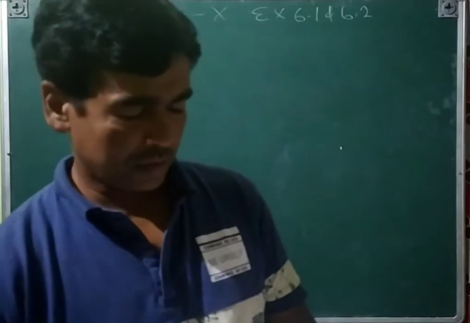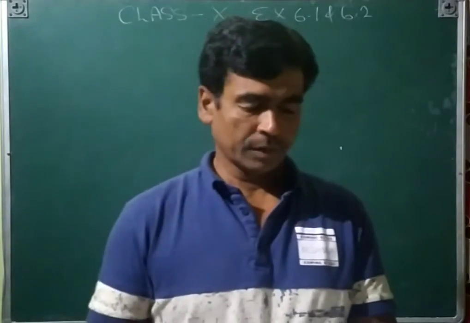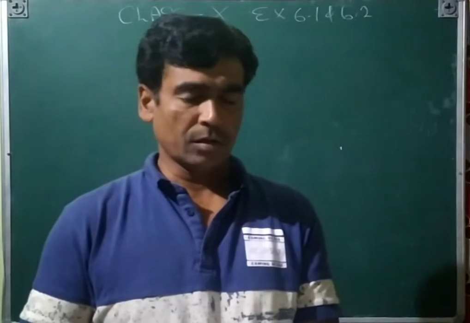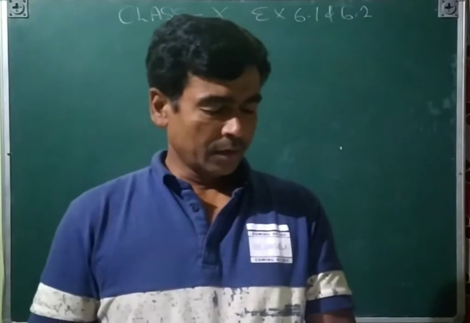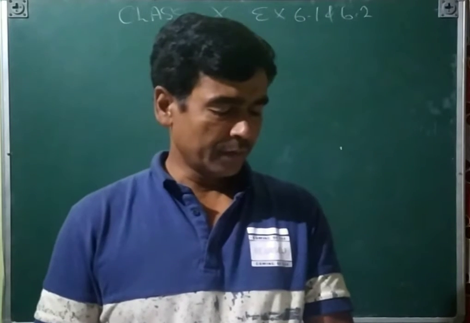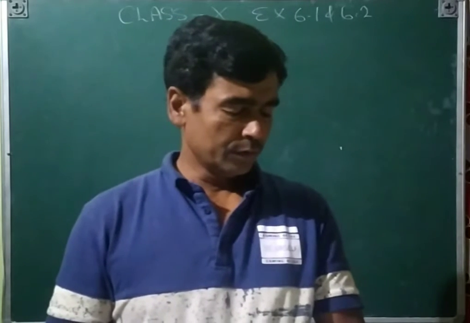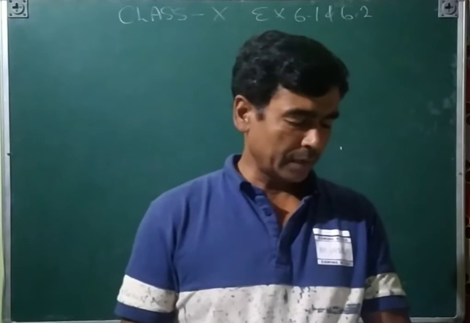Chapter number 6, Triangles. You know that very well: a triangle has 3 sides, 3 vertices, or 3 angles. Exercise 6.1, fill in the blanks using the correct word given in brackets.